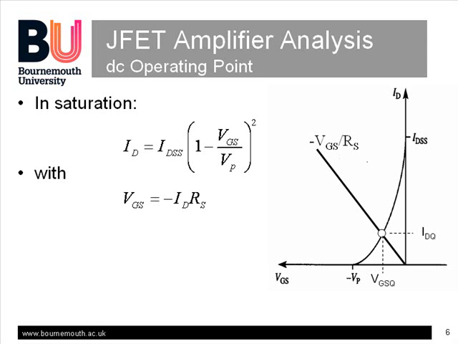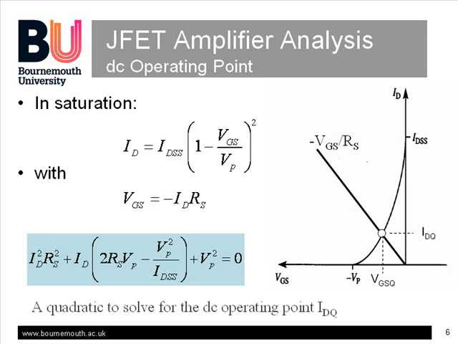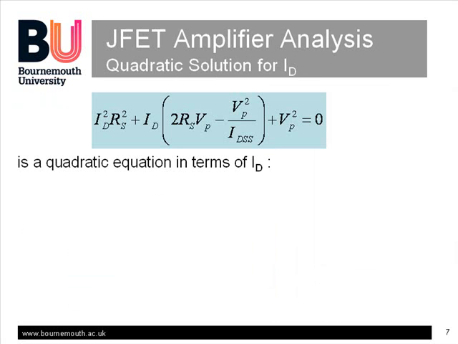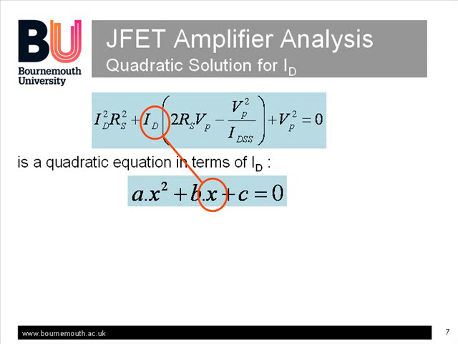Or we can solve analytically if we substitute -ID times RS for VGS into the JFET square law equation to obtain a quadratic equation in terms of the drain current ID. We can then solve this quadratic to find the DC operating point values of IDQ and VGSQ. On first, or even perhaps at second sight, this quadratic looks a bit nasty. However, it's actually just a straightforward quadratic equation of the type a times x squared plus b times x plus c equals 0, where the unknown x is the drain current ID we need to solve for.